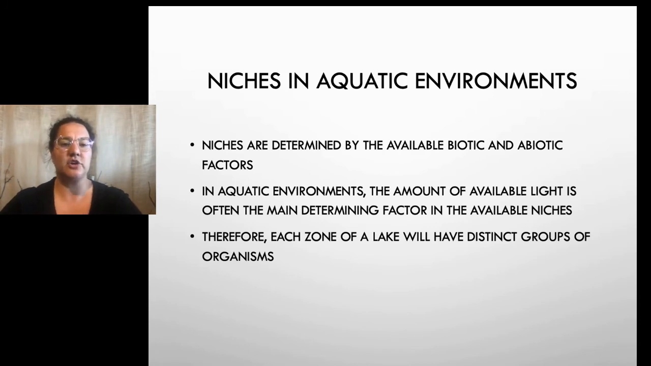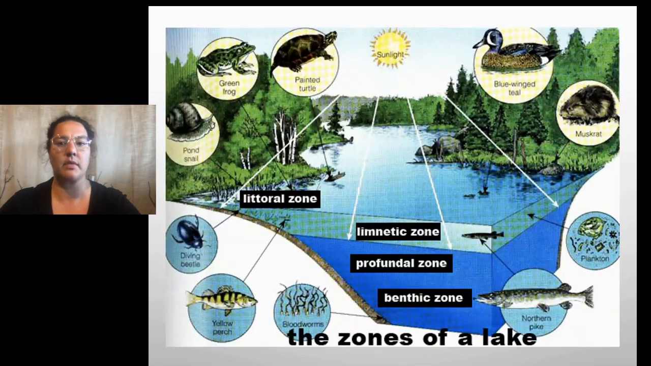So a niche is determined by the available biotic and abiotic factors. So again, living and non-living factors. In aquatic environments, the amount of available light is often the main determining factor of the available niches. So we have areas of the water where there's lots of light, a little bit of light, and then no light at all. And each zone of this lake is going to have a distinct group of organisms.